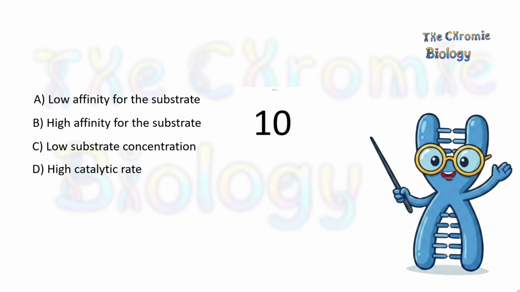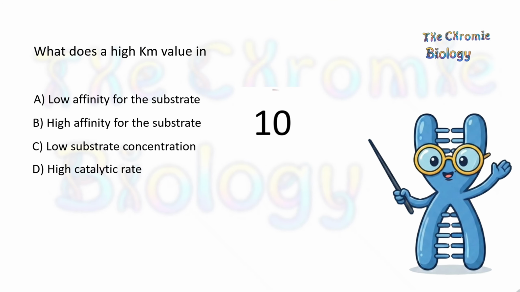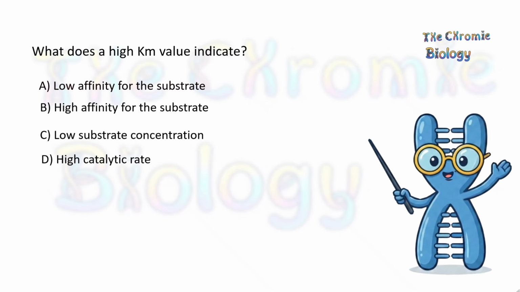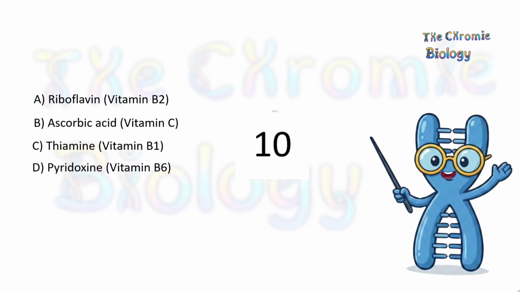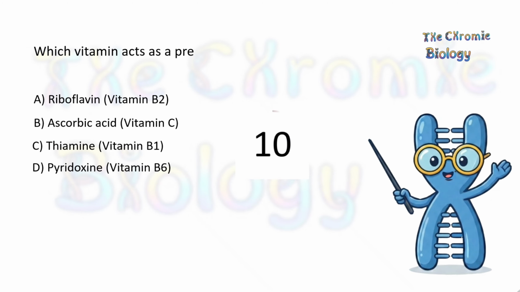Next, what does a high Km value indicate? Here is your countdown. The answer is low affinity for substrate, because it means a higher concentration of substrate is needed to reach half of Vmax. Which vitamin acts as a precursor for FAD?